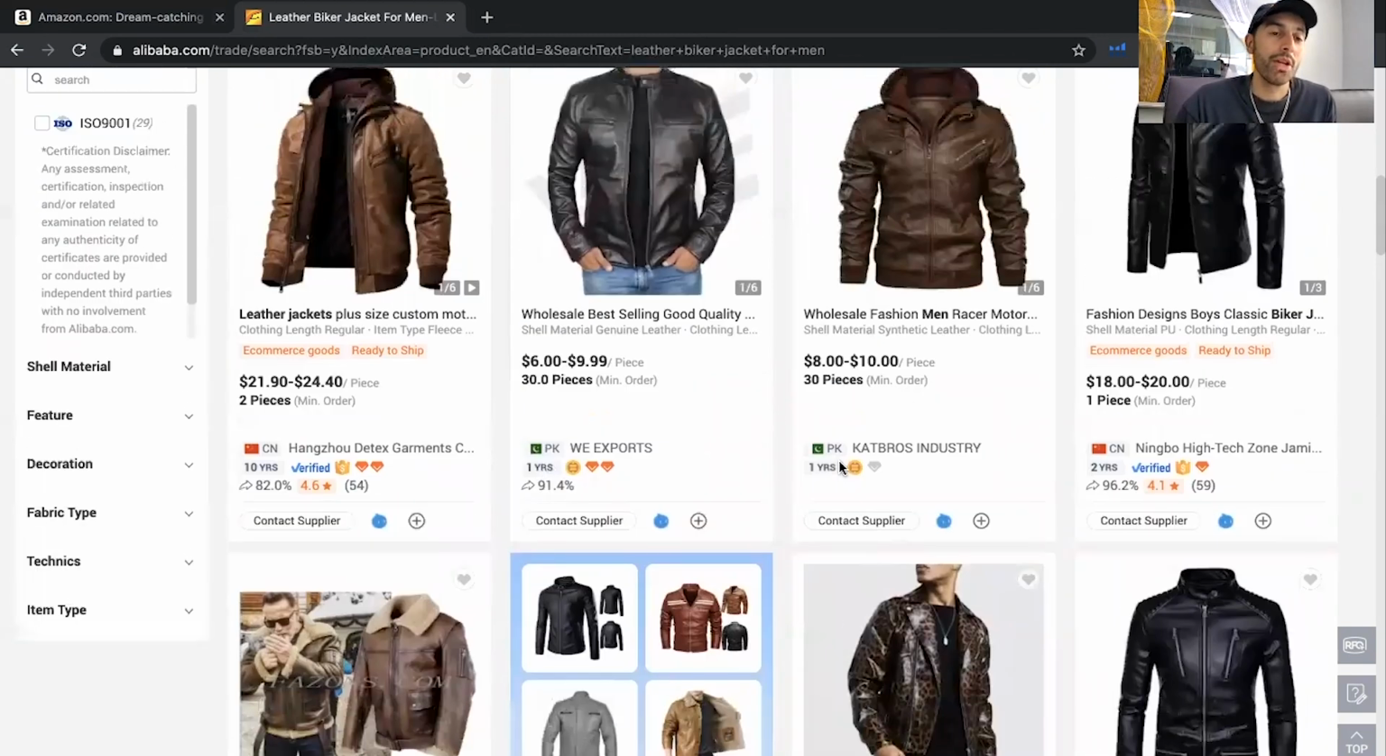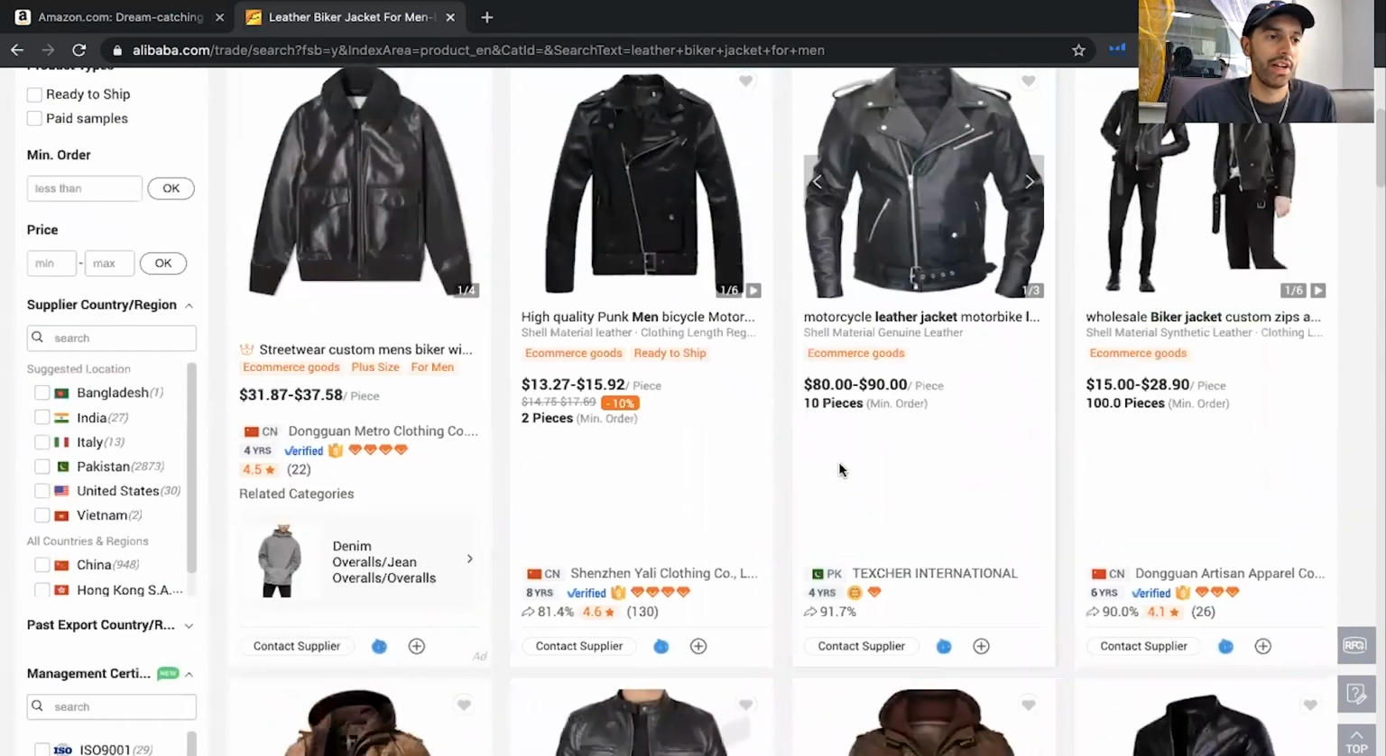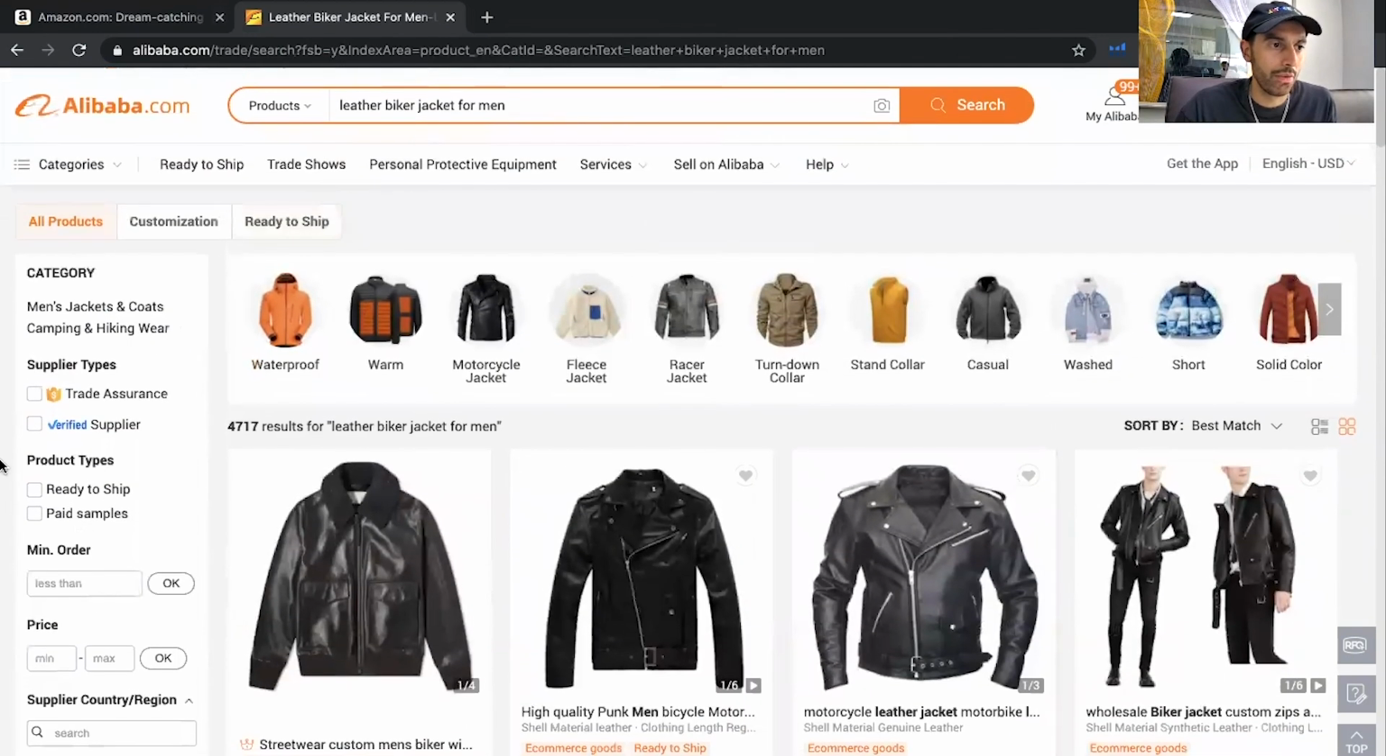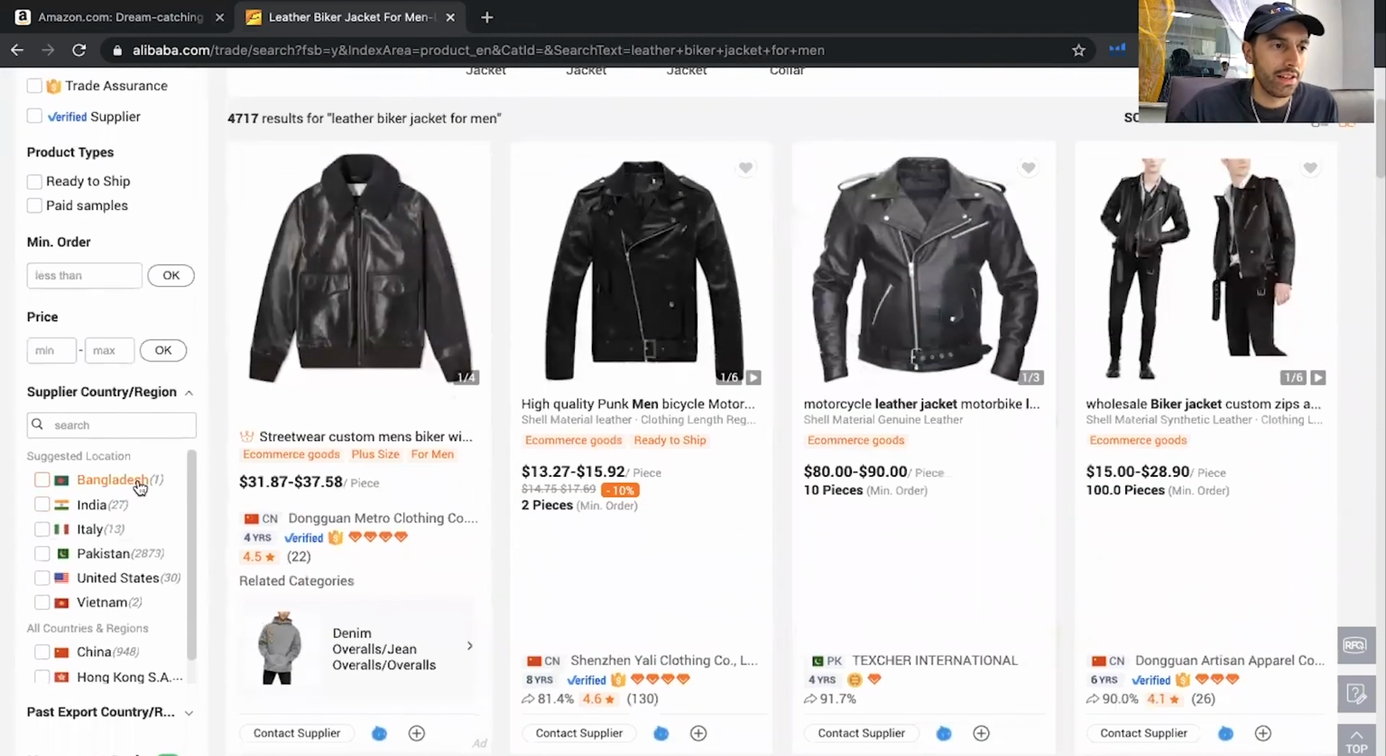But the cool thing I really like about Alibaba is if you look on the left here, as you type in this product, leather biker jacket for men, it's telling you the other countries which have listings of this product.